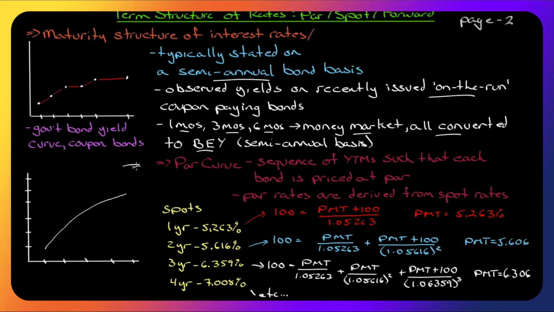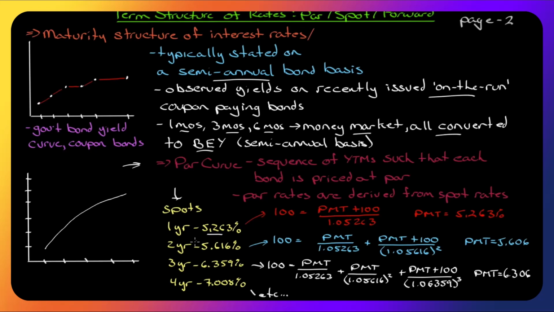So instead, we can move to a par curve. And the par curve is just a sequence of yield to maturity such that each bond is priced at par. Hence, it's called a par curve. All we need to get a par curve are all the spot rates. And remember, these are all for zeros. And we can create any zero by taking any bond and stripping its coupons and selling it off separately. And so all par rates are derived from spot rates, and here's how we do it.